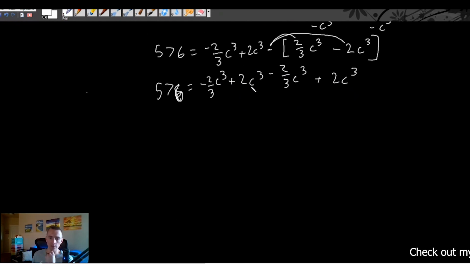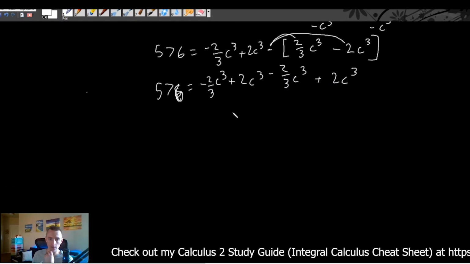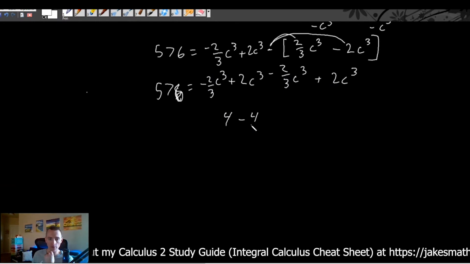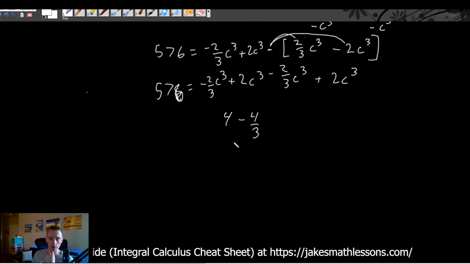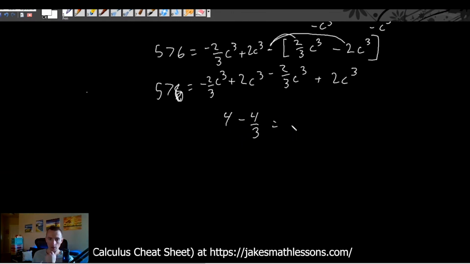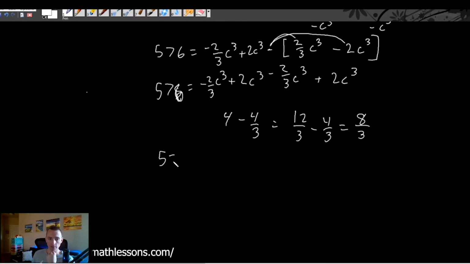So basically, we just have a bunch of c cubed terms being added together. Let's think about what they are. We have a 2 plus a 2, so that gives us 4. Minus 2/3 gives us minus 4/3. So basically, 4 minus 4/3 is our coefficient. If we were to get a like denominator here, we would make this 12/3 minus 4/3. So that gives us 8/3. So basically 576 equals 8/3 c cubed.